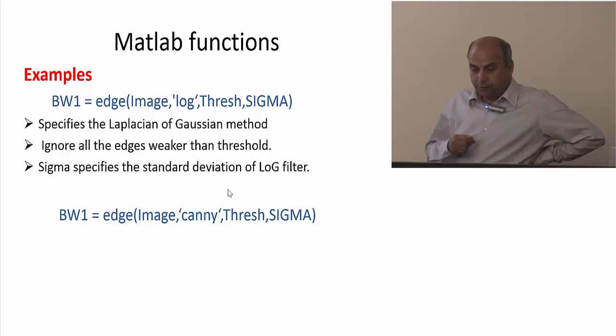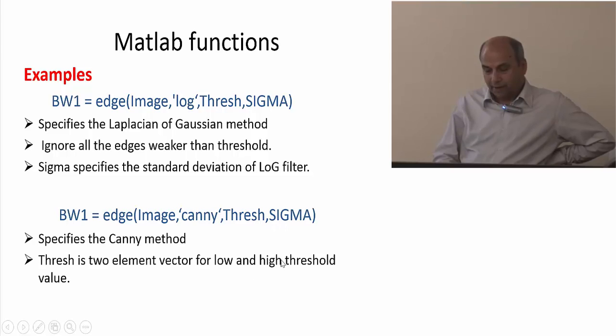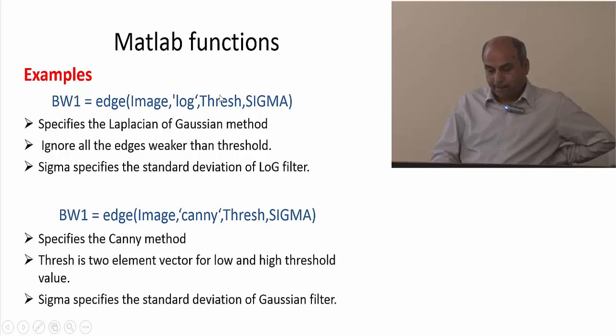And now if we use the same function and put Canny here, then it will apply the Canny edge detector. Again, sigma is for the Gaussian. Now the threshold is a vector, which is the high and low threshold. In the previous case the threshold is just one number. And sigma is again the standard deviation of the Gaussian.